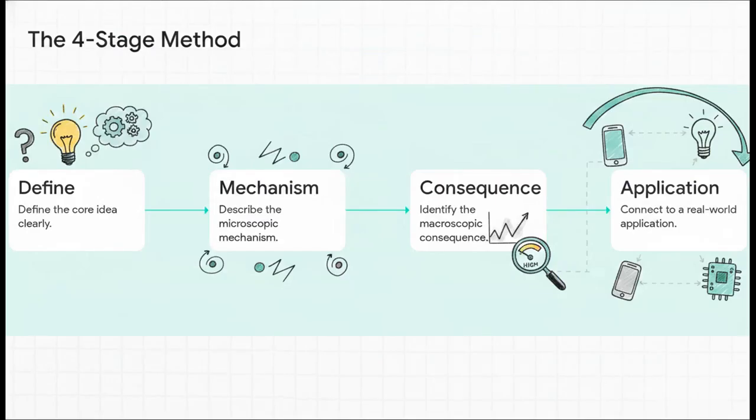And this is exactly how you safely secure your marks in the exam hall. You want to use a specific 4-stage framework. Step 1. Define the core idea. Step 2. Describe the microscopic mechanism, like what are the atoms or charge carriers actually doing? Step 3. Identify the measurable macroscopic consequence of that atomic action. And Step 4. Connect that consequence to a real-world application or device. If you lock this sequence of cause and effect into your brain, you will never get caught dropping a vague, scattered collection of facts again.